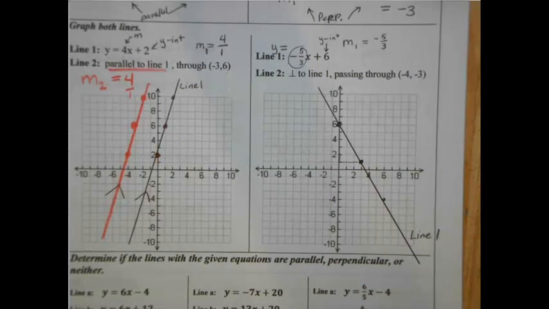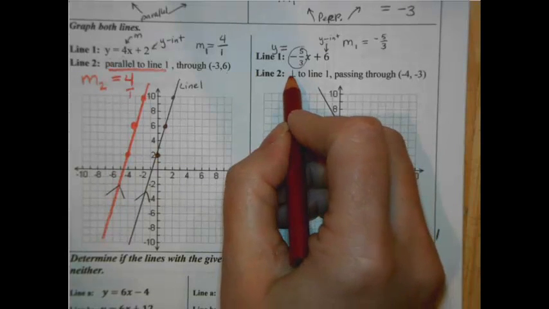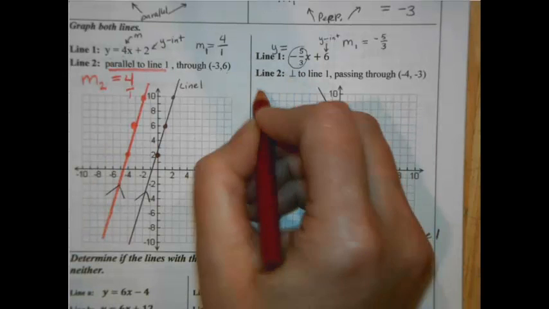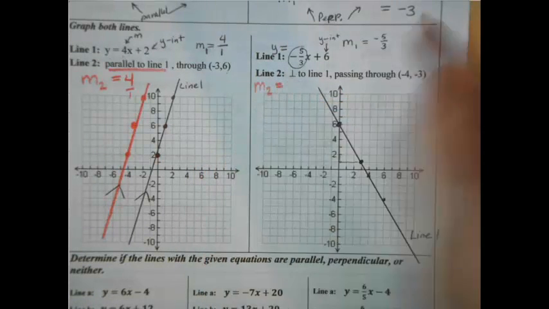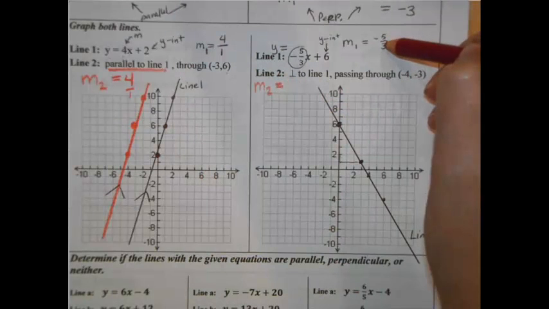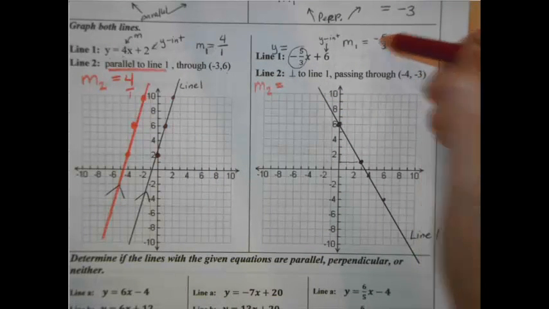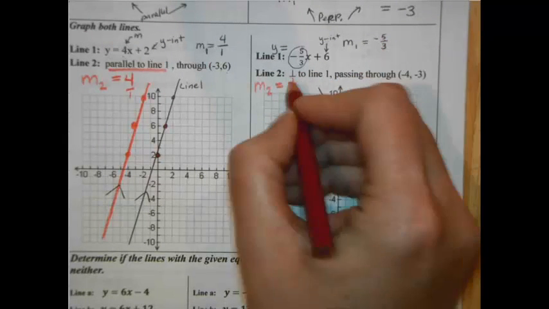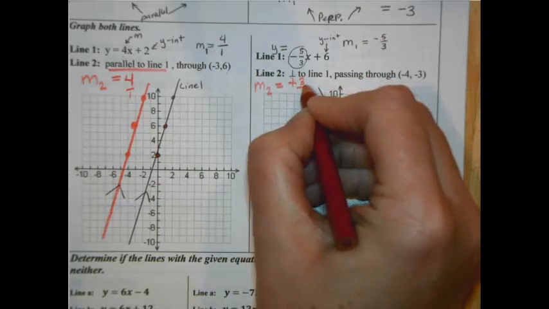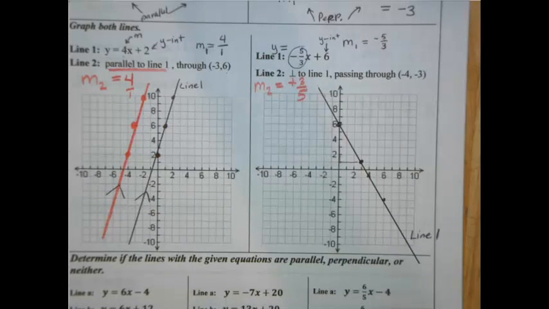And now let's tackle line number 2. Line number 2's got to go perpendicular. So our biggest challenge on this is to figure out what the slope is. Let's write this out. The slope for line 2 is going to equal... two things have to happen to change this slope. I want to see you guys change that sign. So this time it's going to be positive, and flip those numbers across the line. So positive 3 over 5. That's how our slope changes.